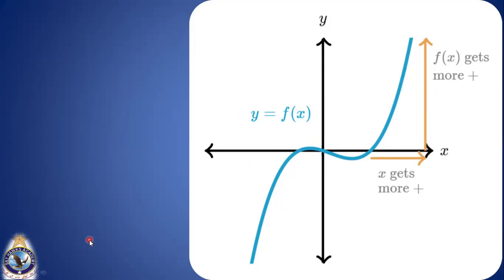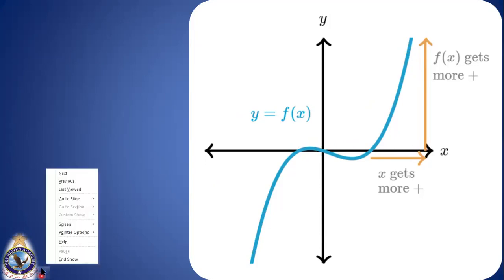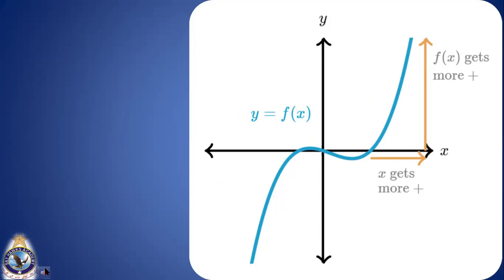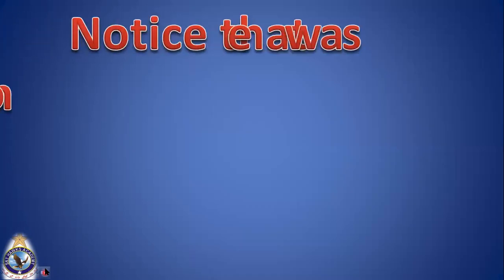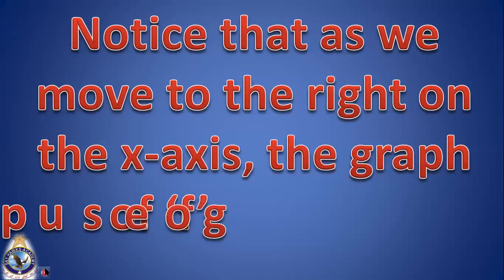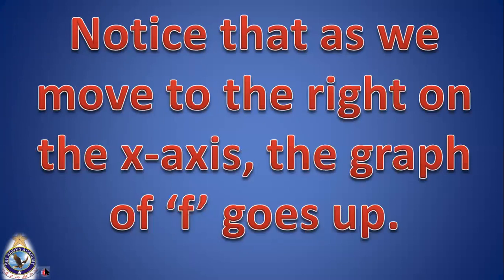Now the next figure. Notice that as we move to the right on the x-axis, as we have seen in the previous diagram, the graph of f goes up. Moving to the right on the x-axis, the graph is moving up.